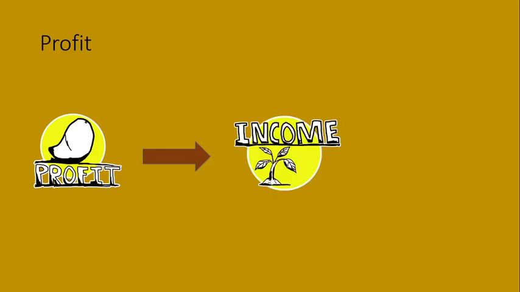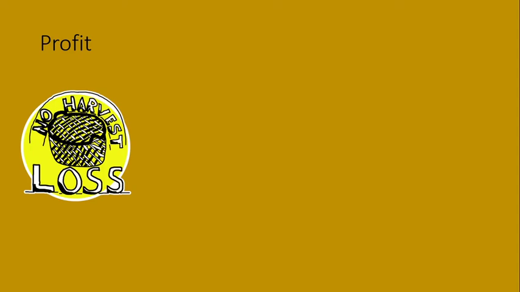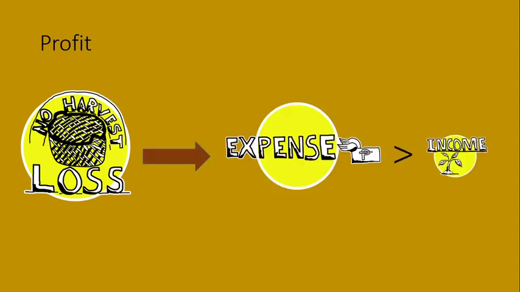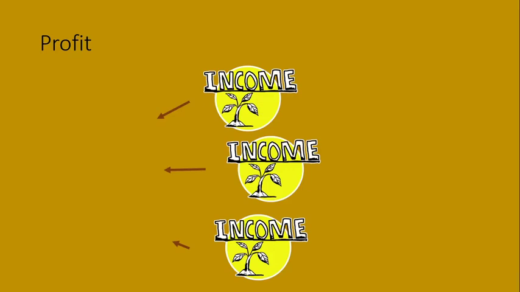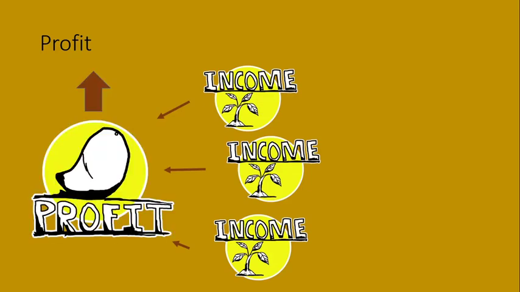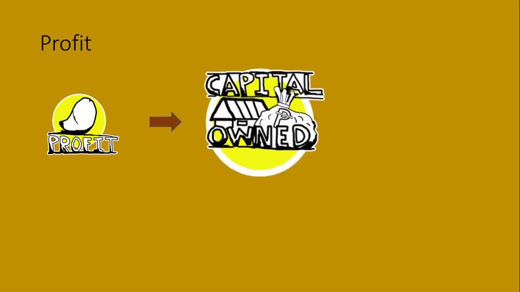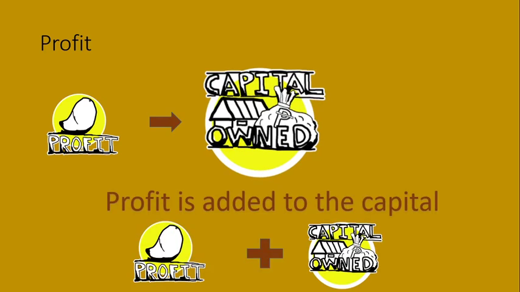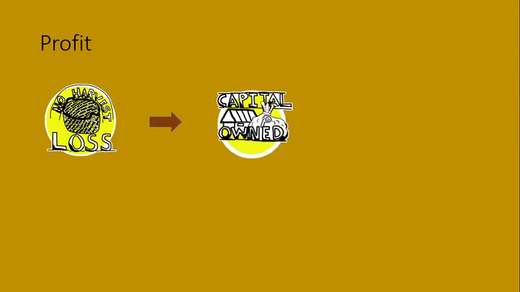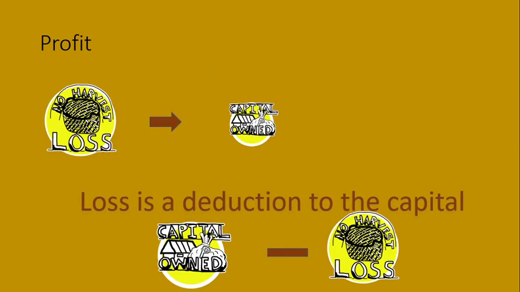There is profit if the income is greater than expenses. Loss if expenses are greater than the income. The simple fact for a good business is to maximize profit while controlling the expenses. Profit increases capital, and this would mean that it is added to capital, while loss decreases capital. Therefore, it would be subtracted from the capital.